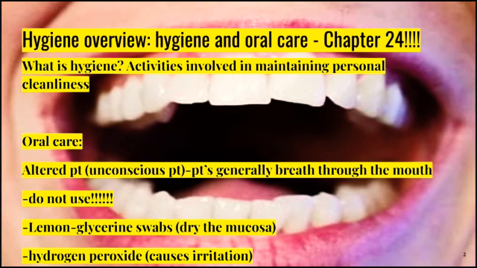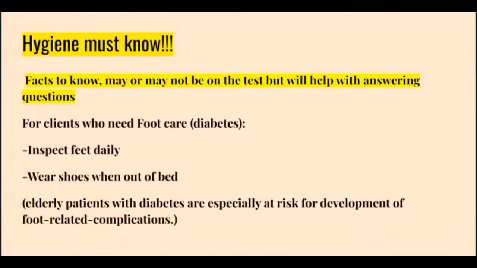To not use lemon glycerine swabs, because that could actually make a patient's mouth dry. And hydrogen peroxide actually causes irritation to the mouth, so that's not good, especially for an unconscious patient. So it's a good thing to know. Once you take the test, there might be a few questions about that, and if you know a few things like these, you don't even have to worry about that. Anyway, let's move on.